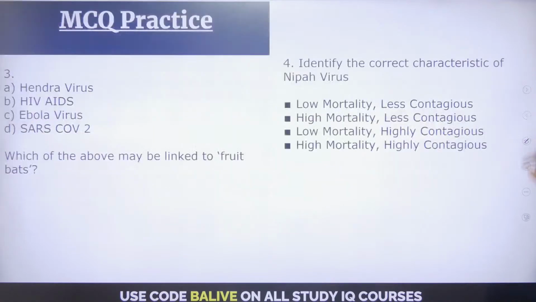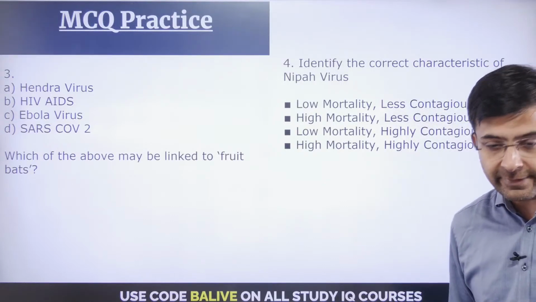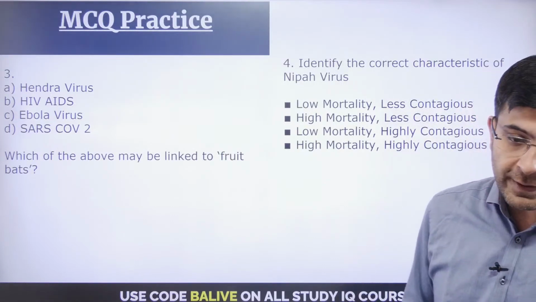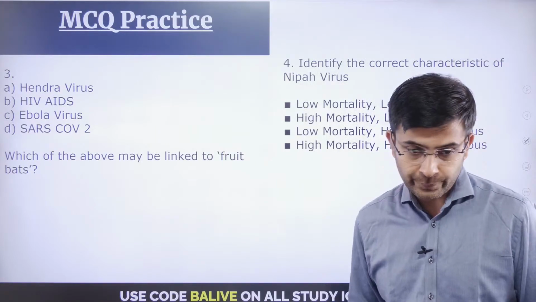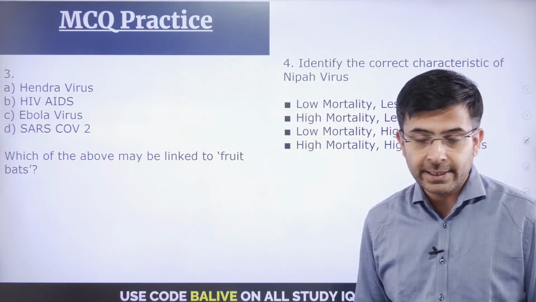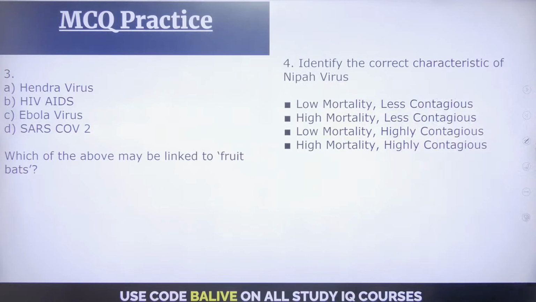Let's go ahead and answer these questions very quickly, guys. Question number 3 and 4. Which of the above may be linked to fruit bats? Hendra virus, HIV/AIDS, Ebola virus, SARS-CoV-2. Which of them is linked to fruit bats? And the fourth question: identify the correct characteristic of Nipah virus. Low mortality, less contagious; high mortality, less contagious; low mortality, highly contagious; or high mortality, highly contagious.